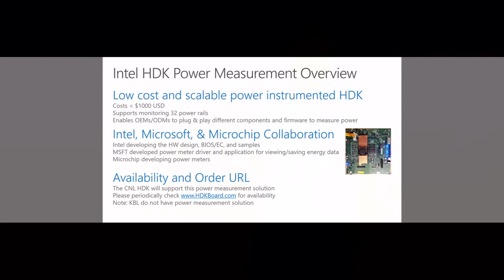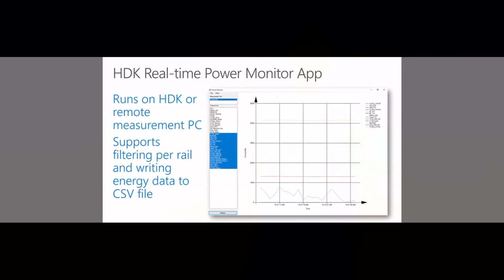The solution enables OEMs and ODMs to plug and play the different components and firmware to measure power and select parts for their BOM that meet their power modeling goal. The real-time power monitor app can be run on the remote measurement PC and displays real-time energy consumption data that can be filtered down by each rail. It also offers the ability to write the energy data to a CSV file.